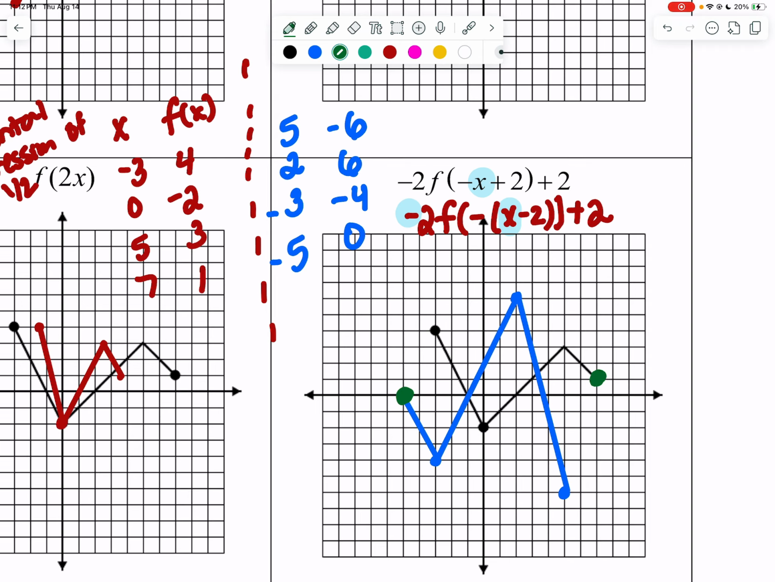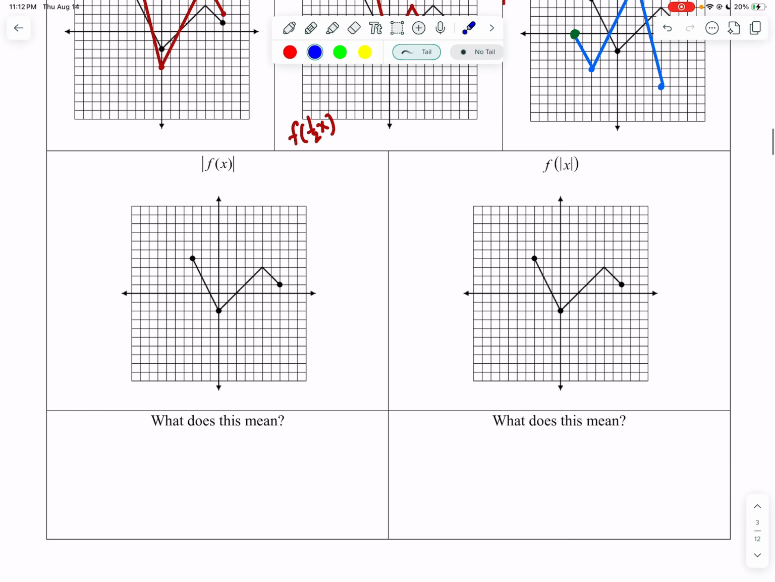Likewise, you could do the same thing for the other 3 points. It's just your preference of making a table of values or doing the transformations 4 times using your reference points. All right, we have 2 more functions, 2 more transformations that we have to do.